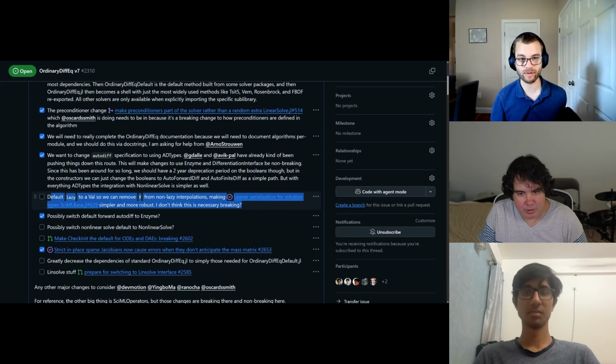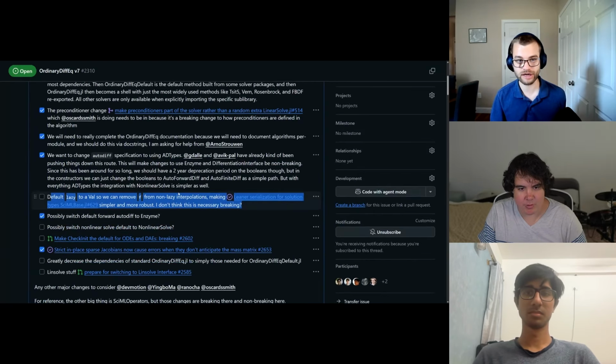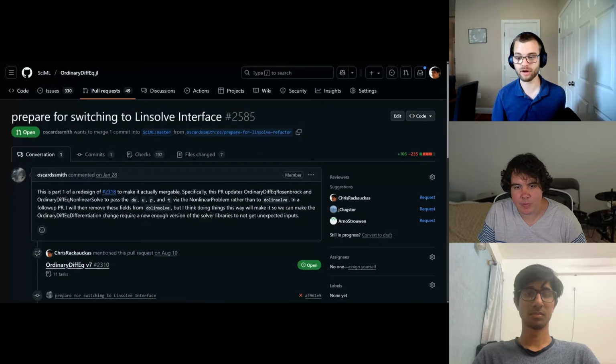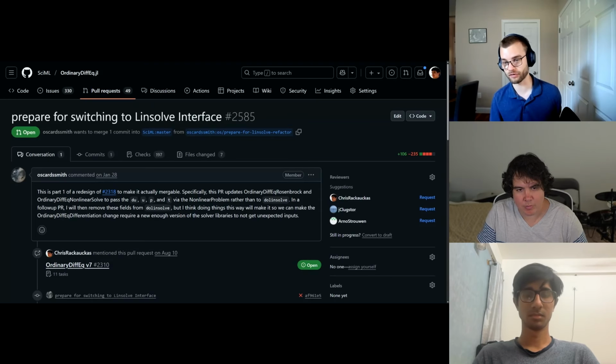I want to talk about the preconditioner interface a little bit, because this is a change I'm pretty excited about. Basically, previously in LinearSolve, NonlinearSolve, and OrdinaryDiffEq, if you wanted to specify a preconditioner, the preconditioner was an argument to solve. Whereas now in LinearSolve and NonlinearSolve, the preconditioner can go as an argument to the linsolve argument of the solver.